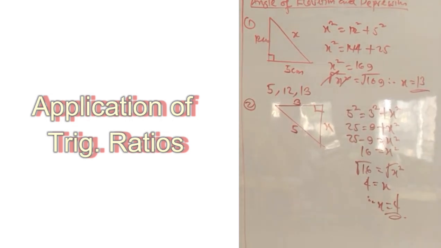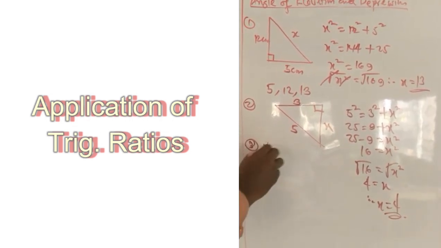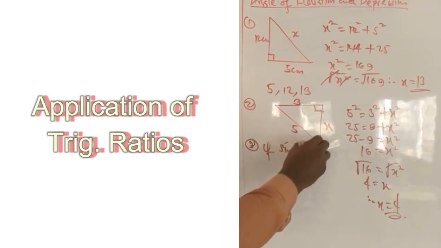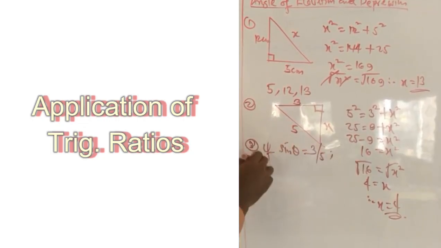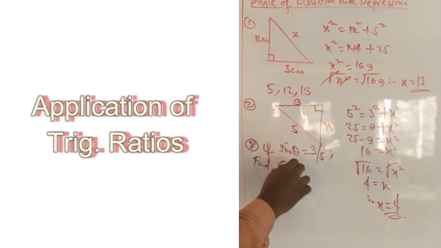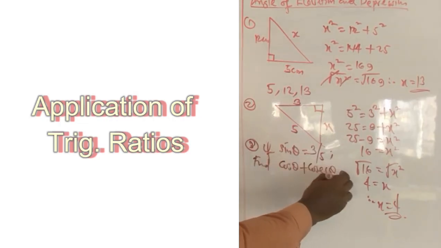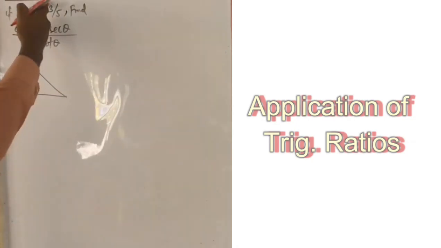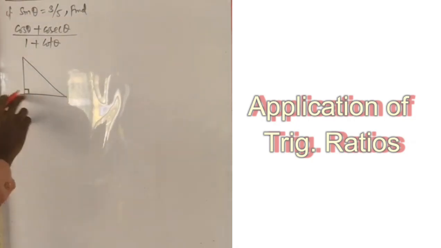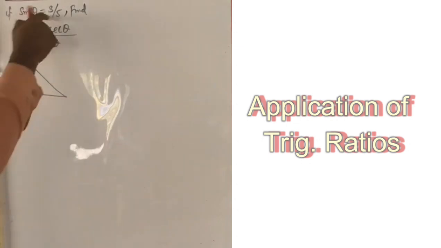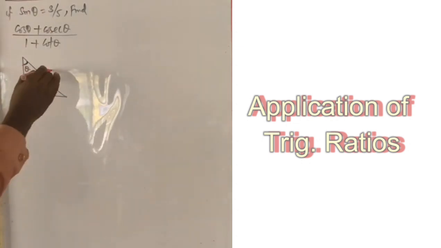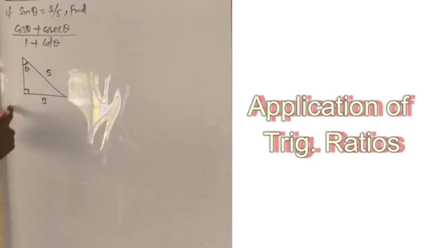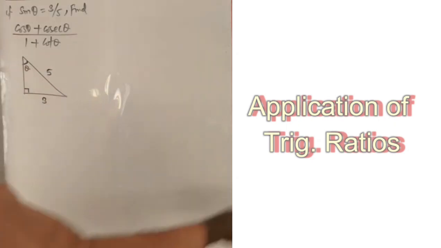Now, question 3. If sine theta equals 3 over 5, find cos theta plus cosec theta over 1 minus cot theta. Let's say 1 plus cot theta. If you are given a particular trig ratio, like here we are given sine, we know from SOHCAHTOA that sine is opposite over hypotenuse. So if this is theta, then the opposite is 3 and the hypotenuse is 5. We can get the adjacent by applying Pythagoras' theorem, which we've done here already.